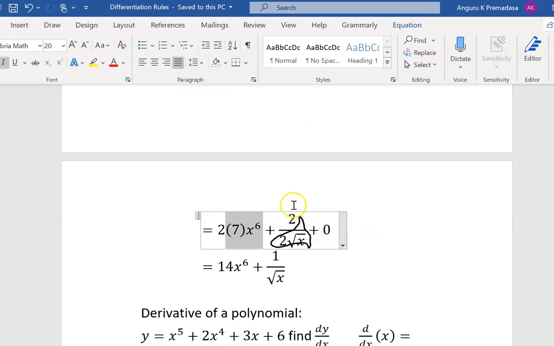So here you can cancel out the 2 and the 2, and you get 1 over square root x. So here you get 14 x to the 6, so it's 14 x to the 6 plus 1 over square root x.